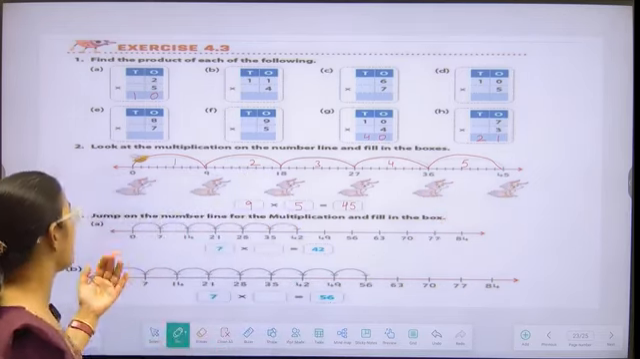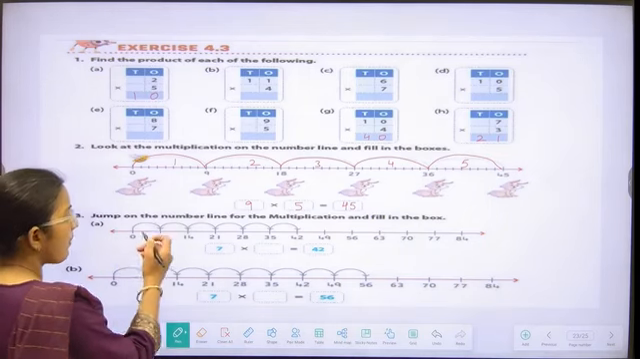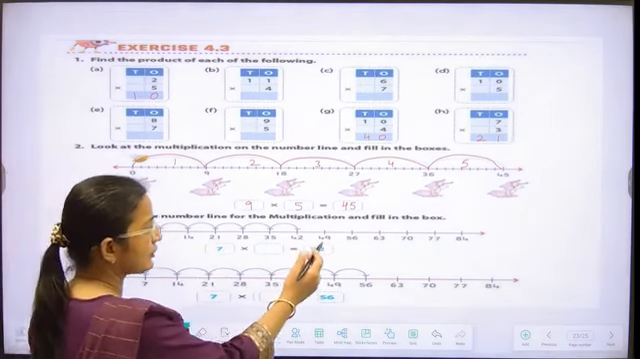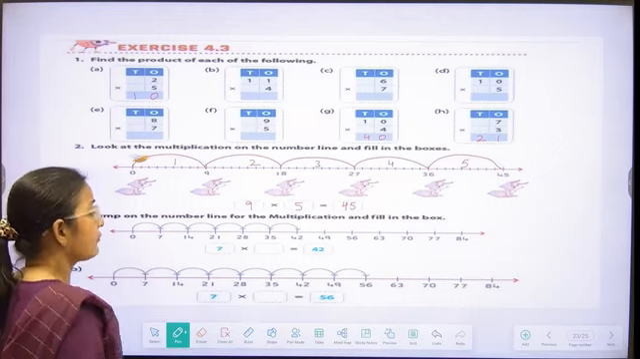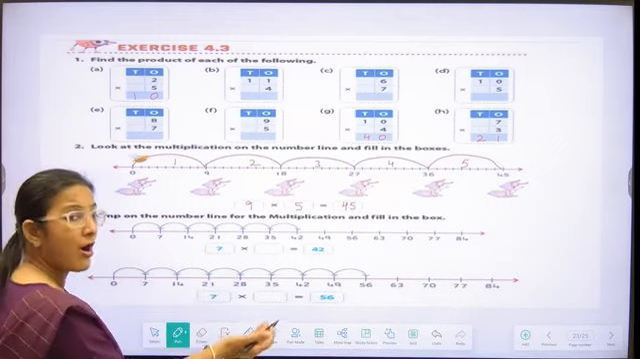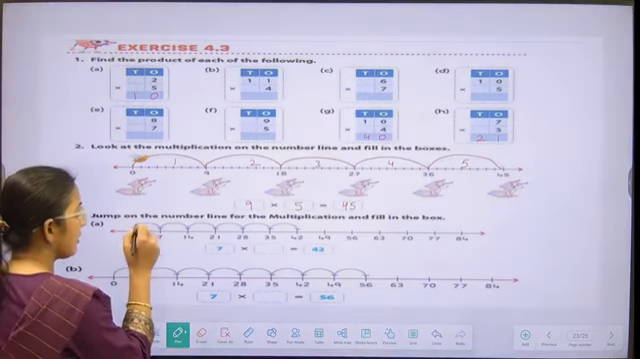Let's do the third one. Jump on the number line for the multiplication and fill in the boxes. So what we have to do? We have to make a jump of 7. How many times? Let's see, student.